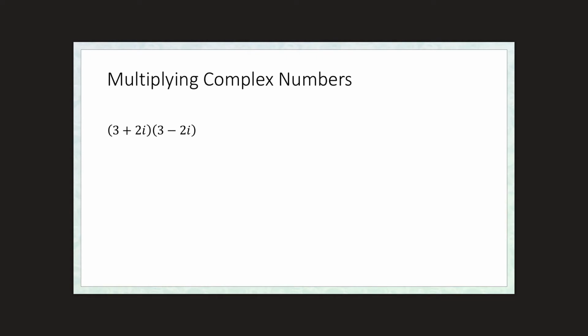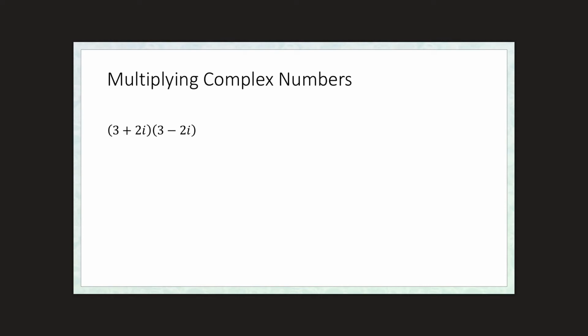Here we have another example of multiplying complex numbers. This one is going to give us a very interesting result, though. So I have 3 plus 2i times 3 minus 2i. Those look very similar. The only difference is the middle operation. One is an addition sign and one is a subtraction sign.